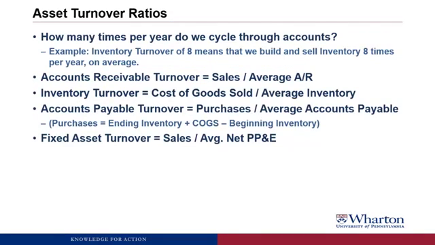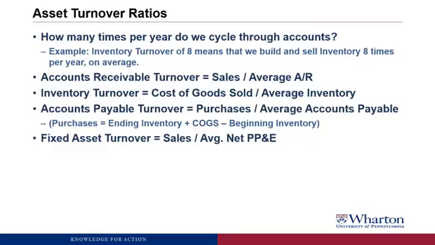So asset turnover ratios are answering the question, how many times during the year do we cycle through the accounts? So for instance, an inventory turnover ratio of 8 would mean that we build and then sell the inventory 8 times during the year on average. So we're going to define accounts receivable turnover as sales divided by average accounts receivable. Inventory turnover is going to be cost of goods sold divided by average inventory. We use COGS here because if you remember from last week, COGS is tied to inventory, right? What comes out of the inventory goes into cost of goods sold.